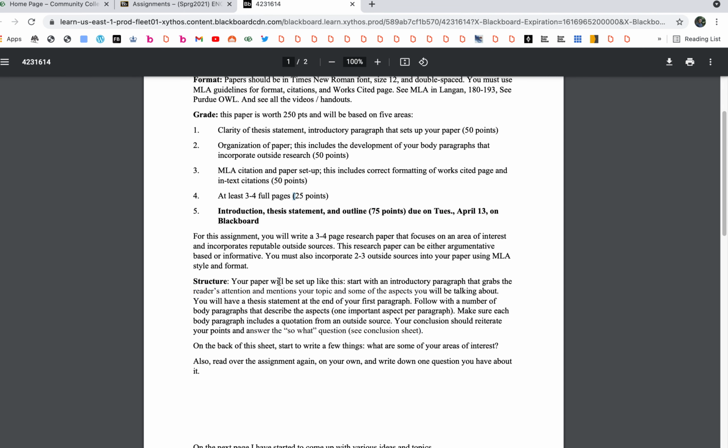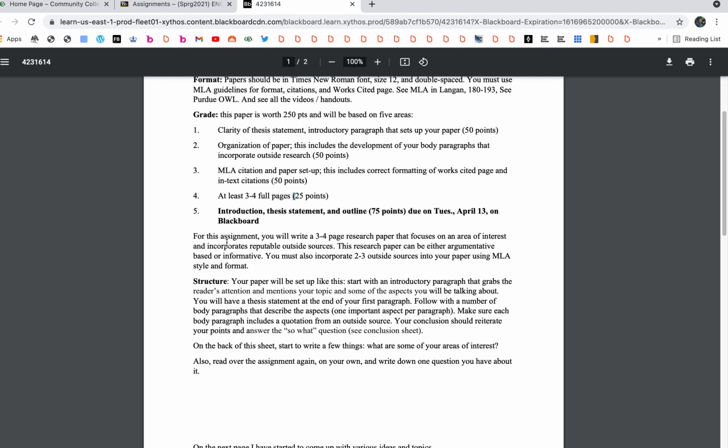All right, here are the nuts and bolts of the paper. For this assignment, you will write a 3 to 4 page research paper that focuses on an area of interest and incorporates reputable outside sources. This research paper can be either argumentative based or informative. So if you want to argue a point, that's fine. Although I have a couple caveats, I have some topics that are off limits. Or if you just want to do an informative paper, that's fine as well.